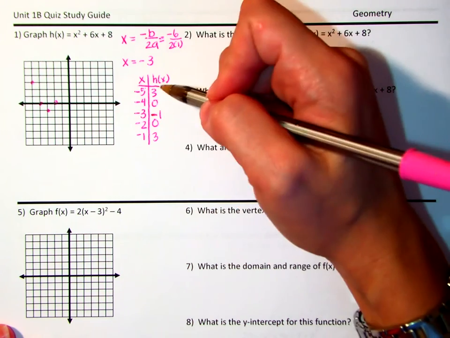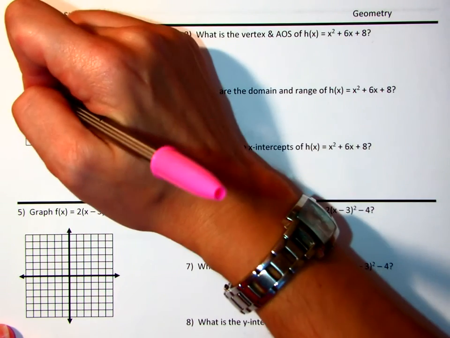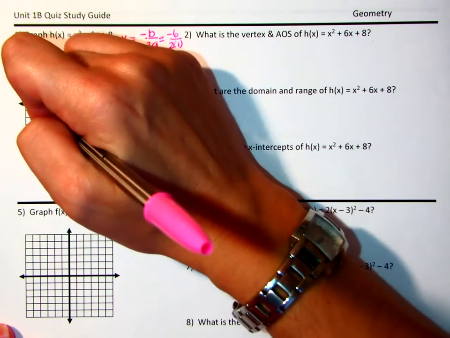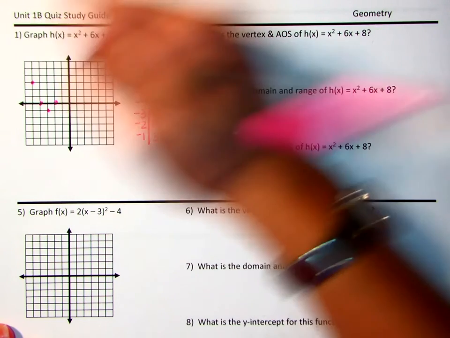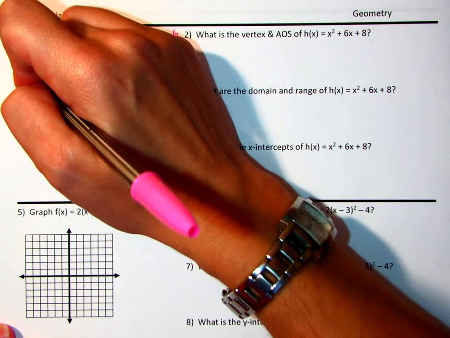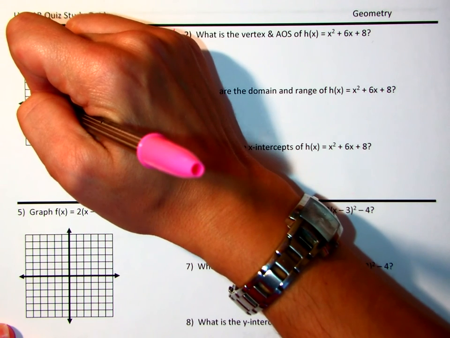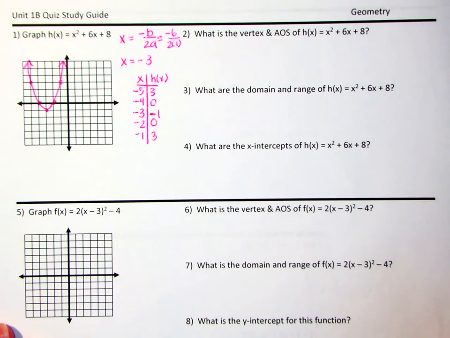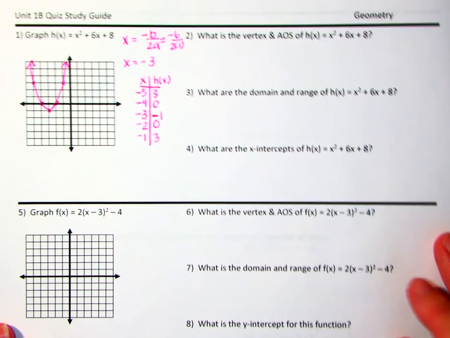All right, so we're going to plot those points. So we plot the point negative 5, 3. Plot the point negative 4, 0. Negative 3, negative 1. Negative 2, 0. And then negative 1, 3. And then remember, do your best to make sure it looks like a U at the bottom, not a V, because this is a parabola. So here we go. There's our function.